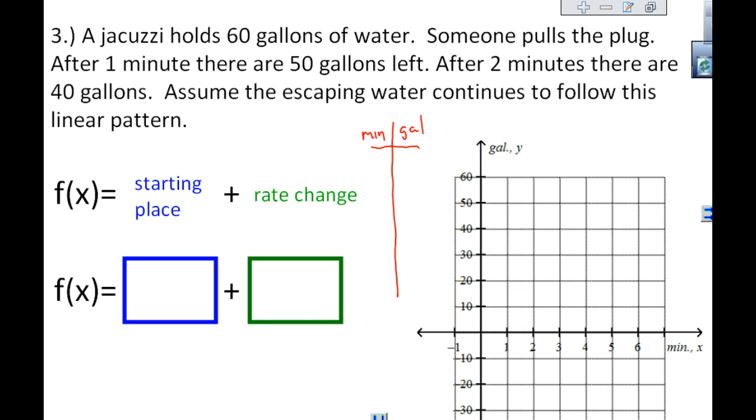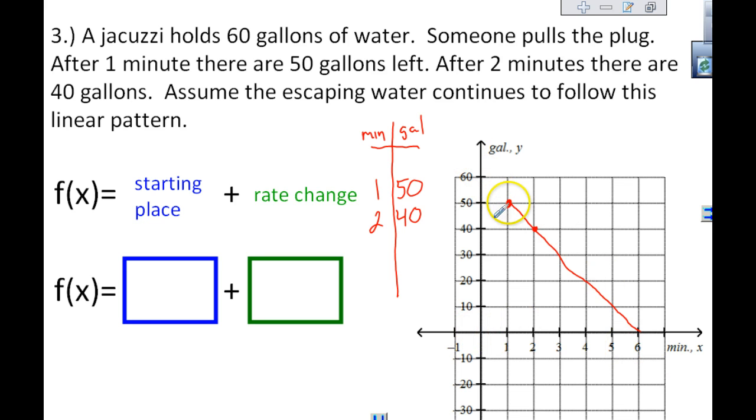Okay, so from the picture, we can see that after 1 minute, there are 50 gallons left. So 1 minute, 50 gallons. After 2 minutes, there are 40 gallons. 2 minutes, 40 gallons. And you can start to project. After 3 minutes, there'll be 30 gallons. 4 minutes, there'll be 20 gallons. 5 minutes, there'll be 10 gallons. And after 6 minutes, it's empty.